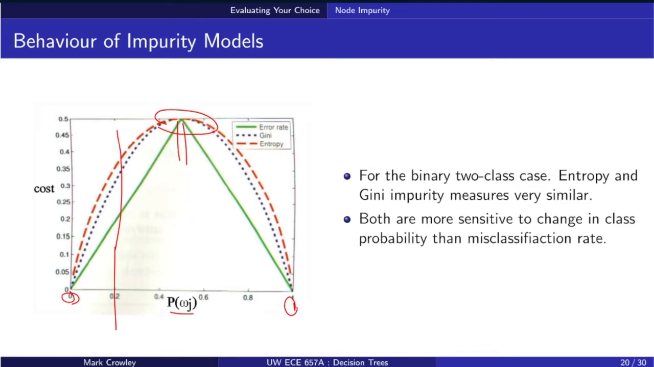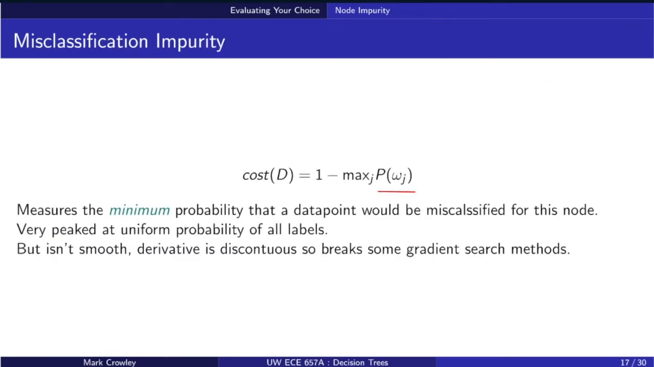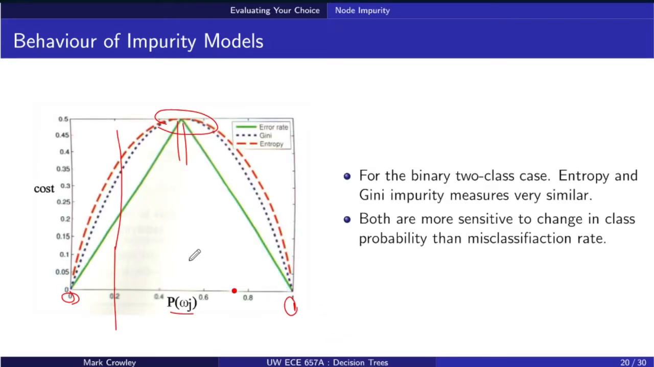So somebody had a question about that error rate from the previous class. I think the error rate was just this misclassification impurity one, because you're basically getting how often did you get it wrong, right? That's what that error rate one would look like.